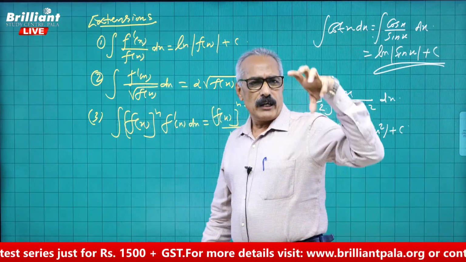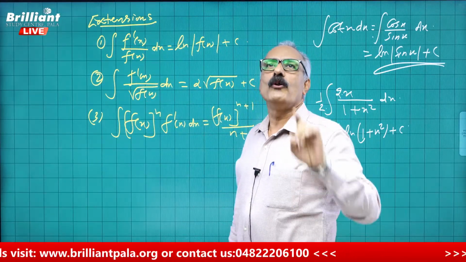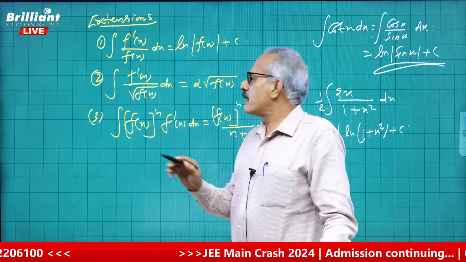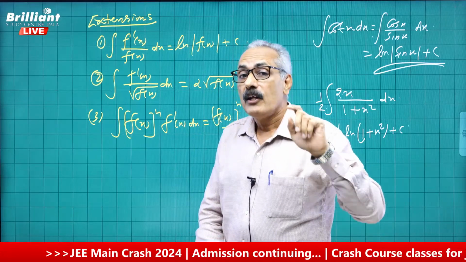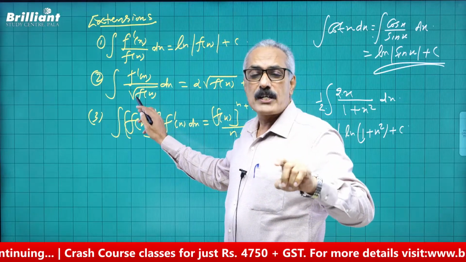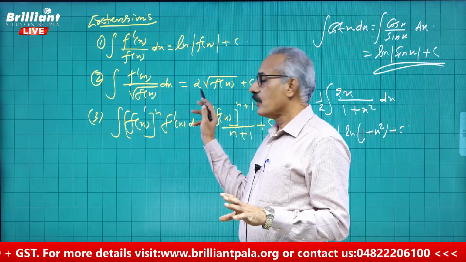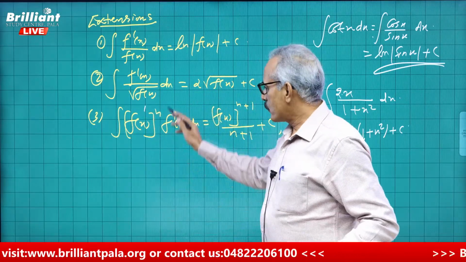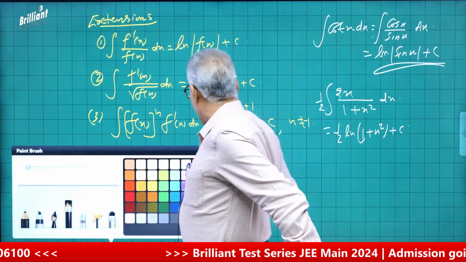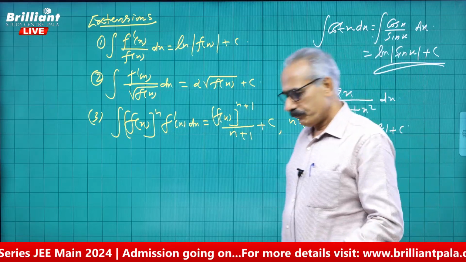Now these three formulae in one segment you have to keep. Integral f dash x divided by f of x: numerator is the derivative of the denominator, so logarithm of the denominator. Same thing, f dash x divided by root over f x. Remember, the numerator is not the derivative of the denominator, but the derivative of the expression inside the square root. That gives 2 root of f x. Then the generalization of this: integral of f of x the whole raised to n into f dash x dx is f x the whole raised to n plus 1 by n plus 1 plus c.